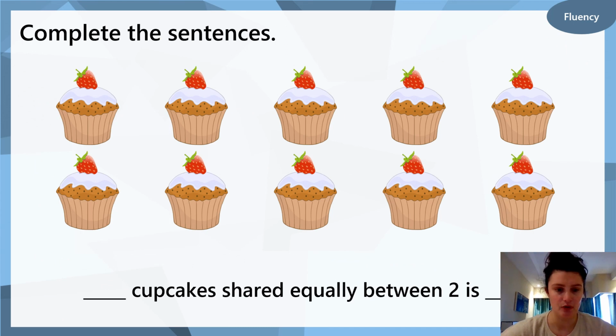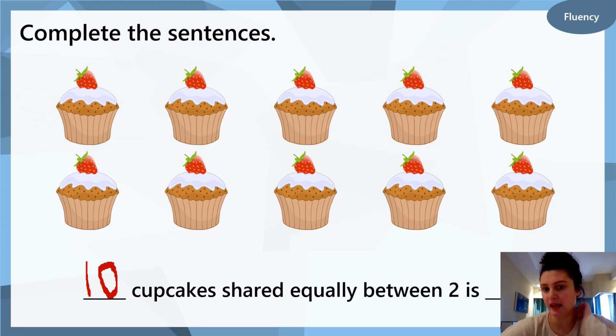So we're going to do this question all together. We have to complete the sentence. So we have cupcakes shared equally between two is... So the first thing, to get the first number, we need to count the cupcakes. Should we do it all together? You ready? Okay, let's start. 1, 2, 3, 4, 5, 6, 7, 8, 9, 10. Excellent. So there are 10 cupcakes.